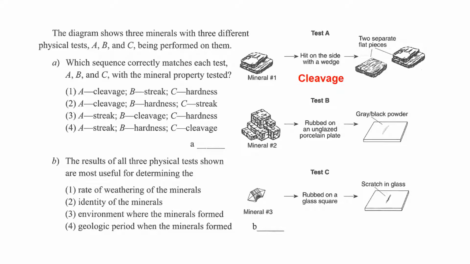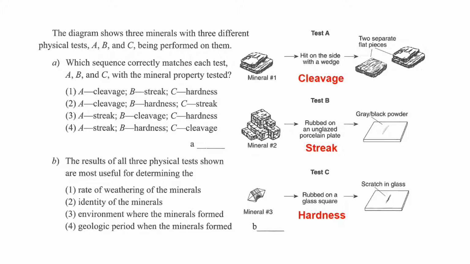In test B, we're taking a mineral and rubbing it on a porcelain plate, leaving behind the color of the powder. By definition, that is a streak test. And then test C is a very common hardness test, taking a mineral and scratching it against glass to see whether or not it leaves a mark. If it leaves a scratch, we say that the mineral is hard. If it does not leave any scratches, we consider the mineral to be relatively soft. So test A is cleavage, test B is streak, and C is hardness.